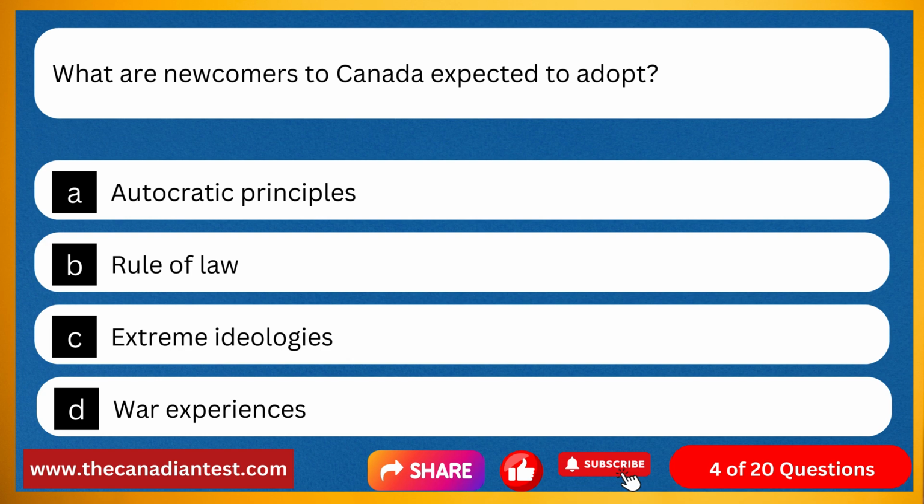Question 4. What are newcomers to Canada expected to adopt? Option A. Autocratic principle. Option B. Rule of law. Option C. Extreme ideologies. Option D. War experiences.